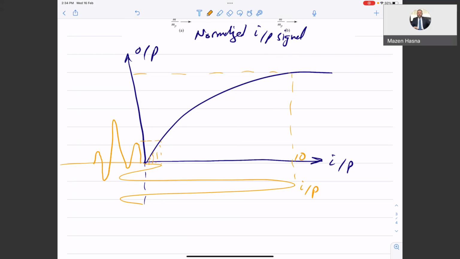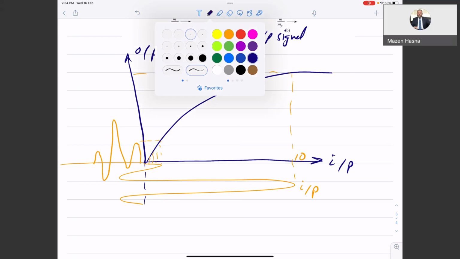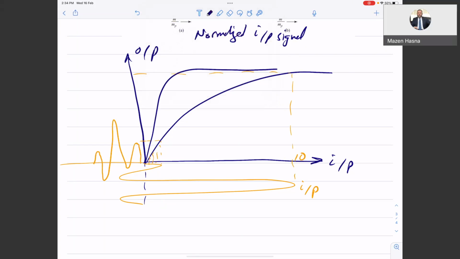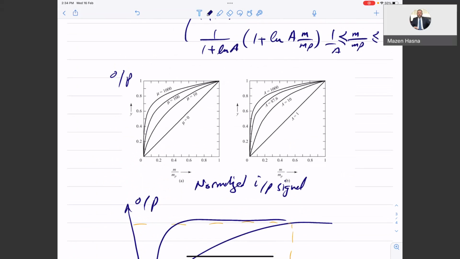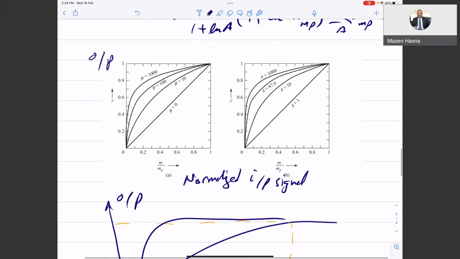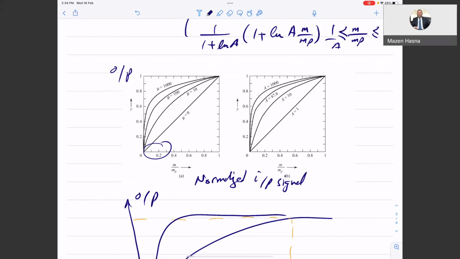you compress the large parts of the signal and you keep the small parts as is. Or, if your relation was something like this, you can boost your smaller parts of the signal while keeping the larger parts as is. So the higher the mu, the smaller parts, these are the smaller parts. See here, it's m over mp, so the maximum is 1. So this is the normalized signal.